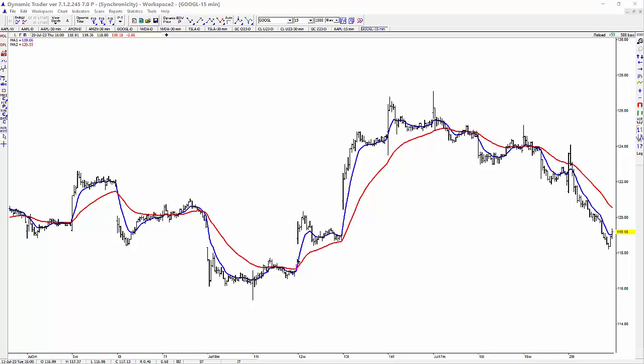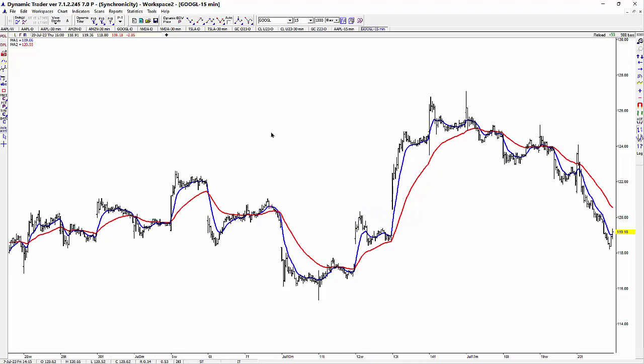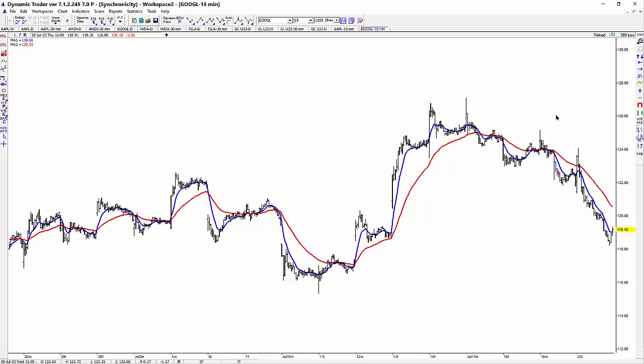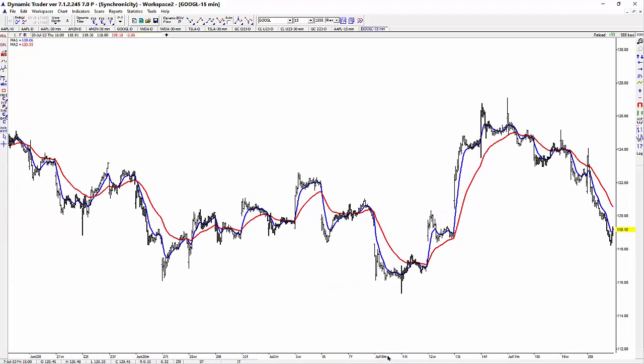So when the blue crosses above the red, that's bullish. When the blue crosses below the red, it's bearish. Some people use Heikin-Ashi charts. Some people will use the Renko charts. These are ones that I just tested and I felt that they were adequate. There are a number of other moving average crossover combinations that you can use.